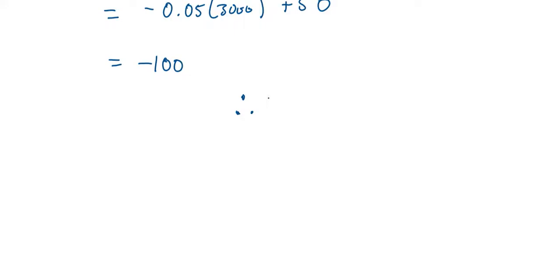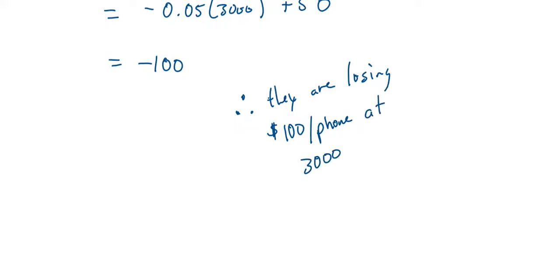Therefore, they are losing $100 per phone at 3,000 sold. Your interpretation of these questions is important. You have to interpret the negative or the positive. Is it increasing or decreasing? You have to say that. Don't say, therefore, the profit per phone is negative 100. You will lose a mark for that. You have to make sense of it, even if it's a little bit tricky. What does it represent? What does it mean? What's happening in the situation?